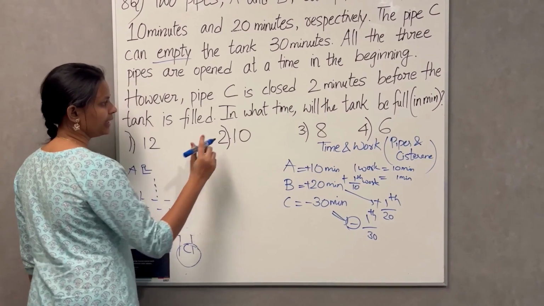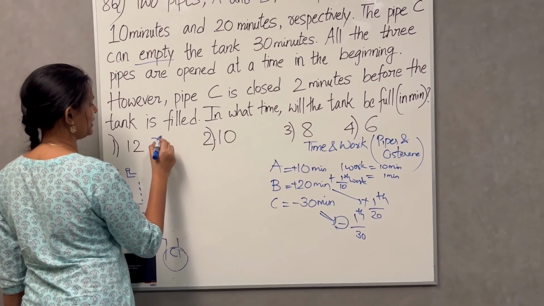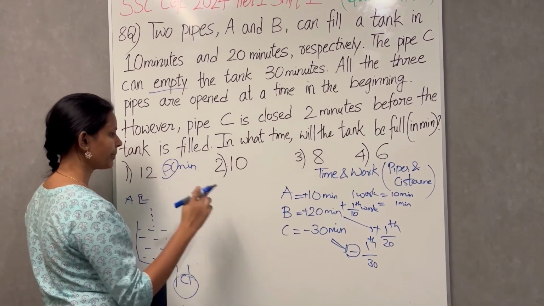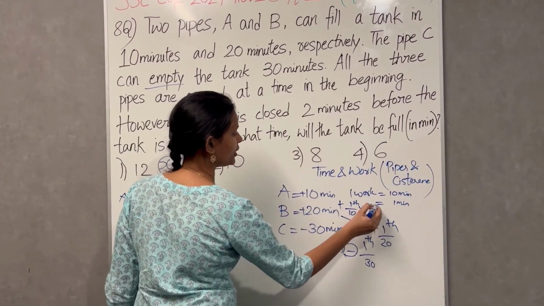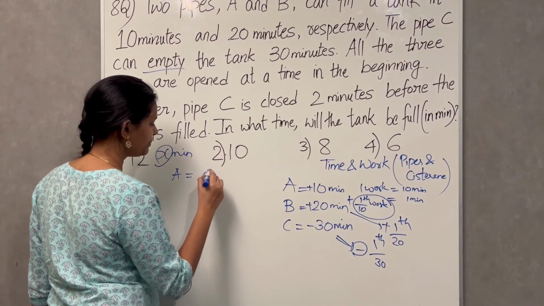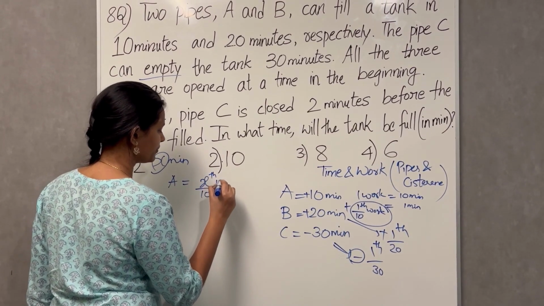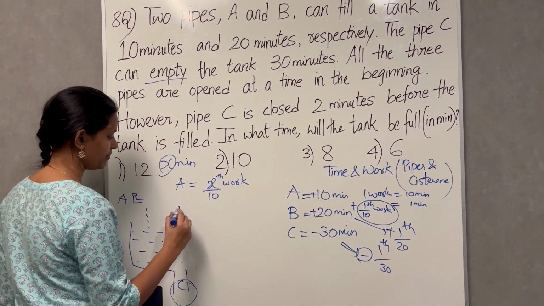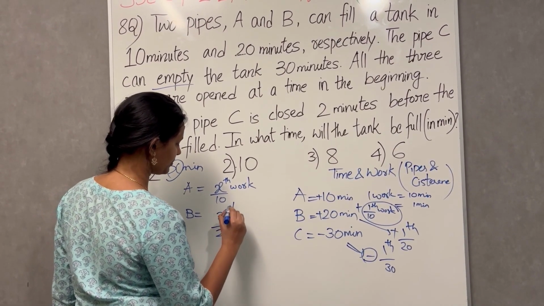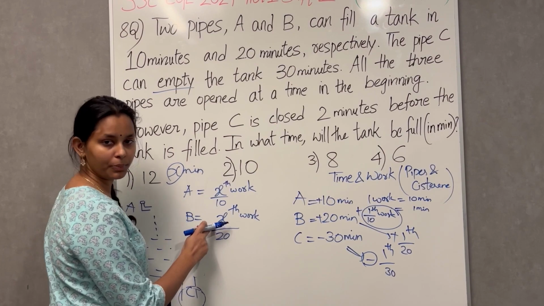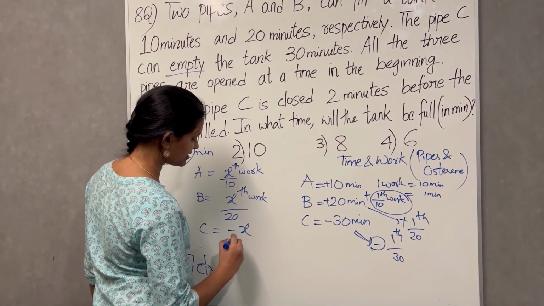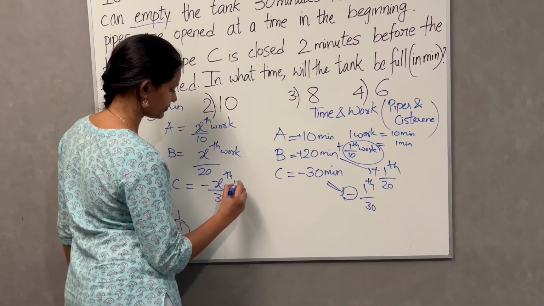Here, let us assume that the tank is filled in X minutes. So we need to find what this X is. That is the question. Here in 1 minute, A is doing 1/10 of work. That means in X minutes, A is doing X/10 of work. This is positive work. B is doing X/20th work. Positive work, so we need not put plus here. Whereas C is doing negative work, that is minus X/30th of work.